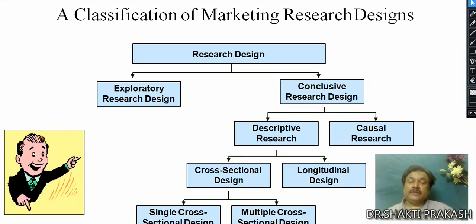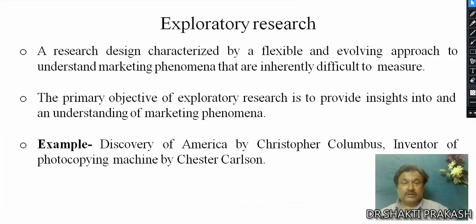Research design can be divided into two parts: exploratory research design and conclusive research design. Conclusive research design is again divided into descriptive research and causal research. Descriptive research is again divided into cross-sectional design and longitudinal design. And cross-sectional design is again divided into single cross-sectional design and multiple cross-sectional design. Now we are going to discuss what is exploratory research design.